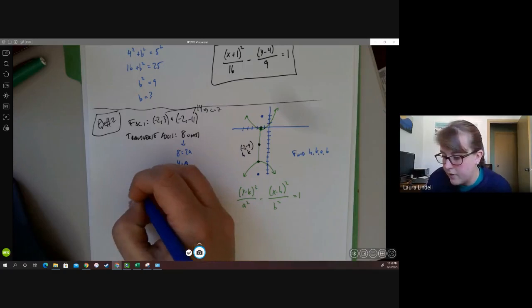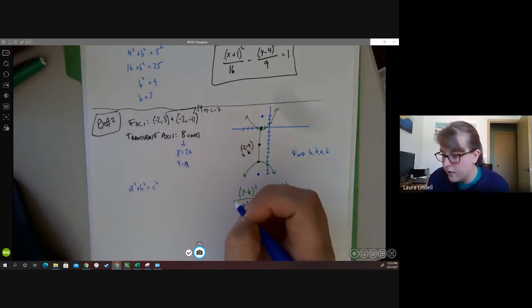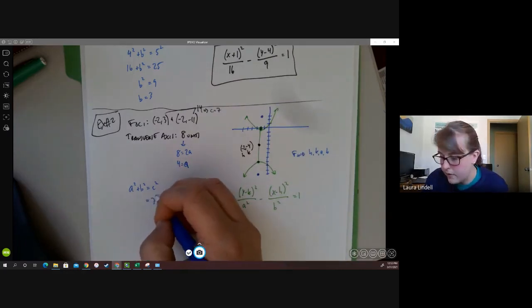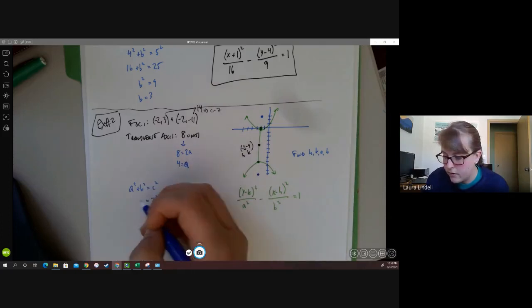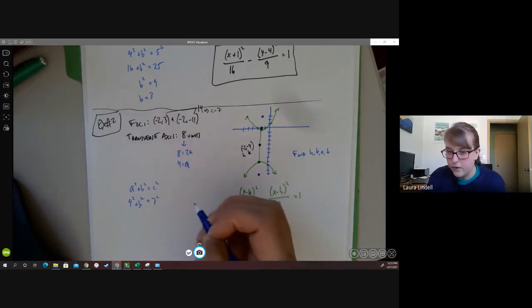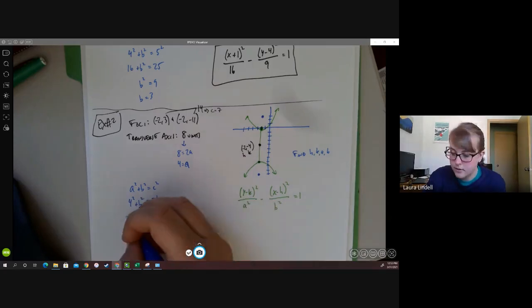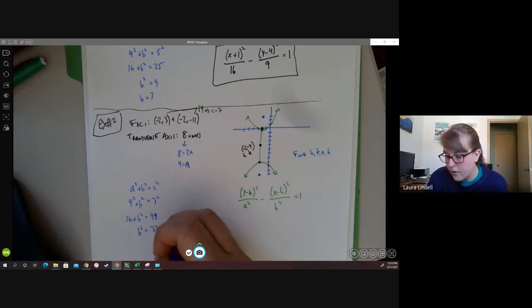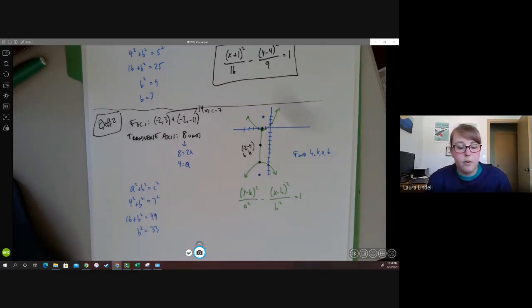So again, using a² + b² = c². We know c was 7 from the foci, so that would be 7 squared. a was 4, so that would be 4 squared. And then we're looking for b². So 16 + b² = 49. Subtracting 16 from both sides, we get b² is 33. And really all we need in order to write our equation is b². We don't actually have to solve for b, although it would be the square root of 33, which is not going to come out to something nice.